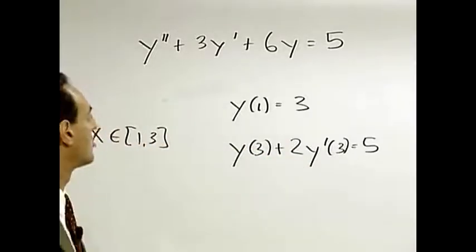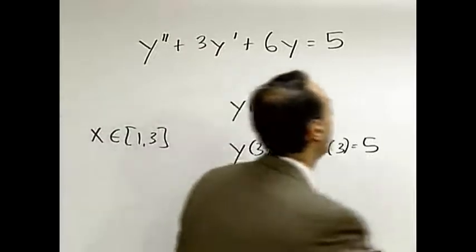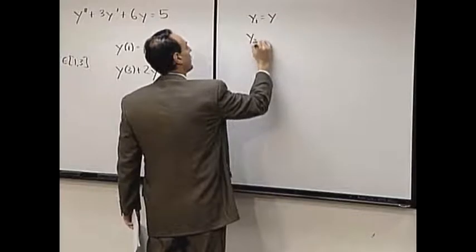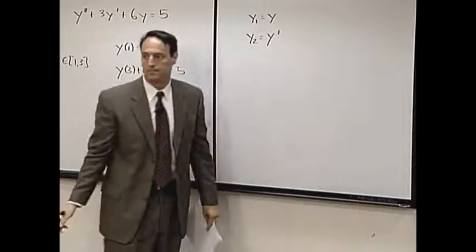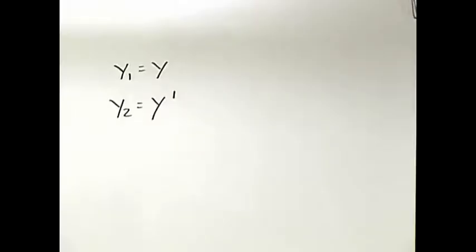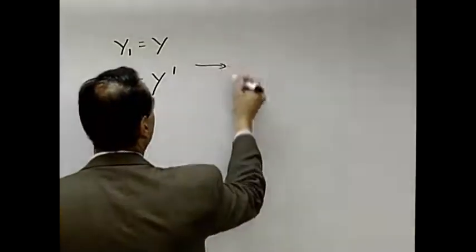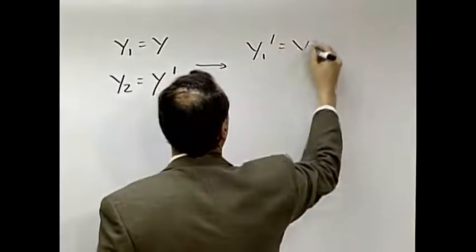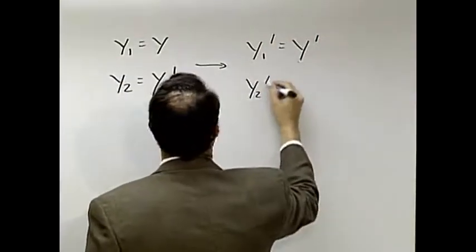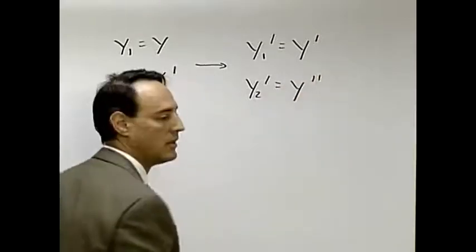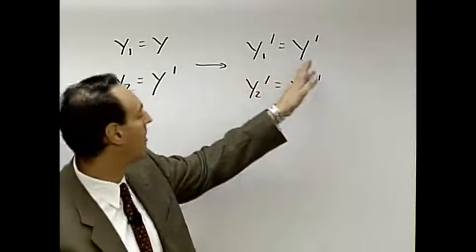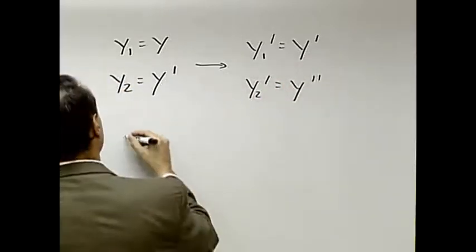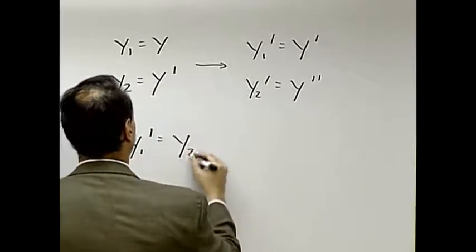So first, let's break it up into a system of first-order equations. First I might do something like this. I will define y1 to be y and y2 to be y prime. Then, let's just go through this process again. Take the derivative of both sides. You get y1 prime is equal to y prime. y2 prime is equal to y double prime. And the first equation says y1 prime is equal to y prime. But wait a minute, y prime was just y2. So I have an equation, y1 prime is equal to y2.